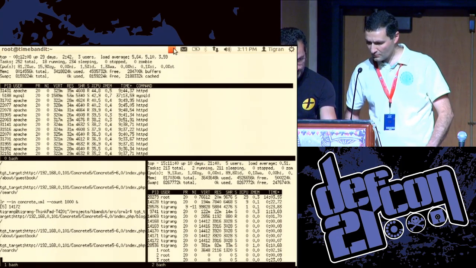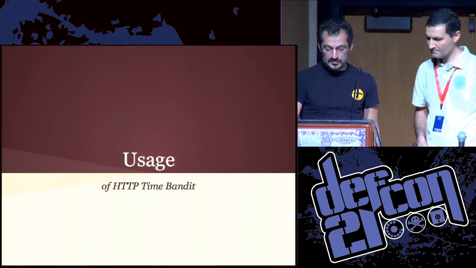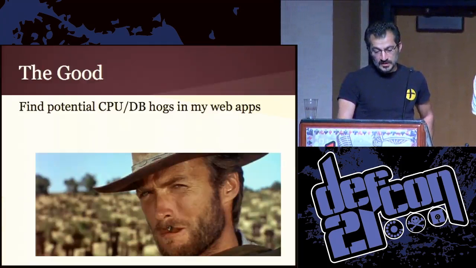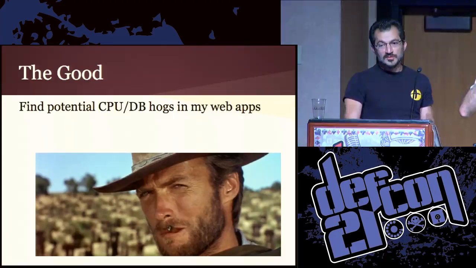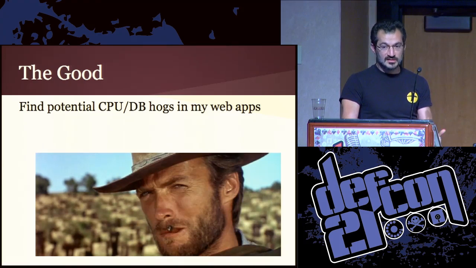Okay, so this concludes the demo. Now that we saw the tool, let's talk about what can be done with it. You can use it for the good of humanity, as a QA tool, for example, or to figure out if you are vulnerable to attacks described a minute ago, by just going in and taking all those CPU hogs and debugging them or getting rid of them, rewriting them.